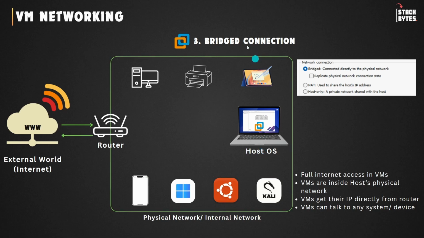So when you use this bridge connection mode for any particular virtual machine, that VM will act as just another PC in your internal network. It will be getting its IP address and the internet connection directly from the router. It will not get the internet from your host OS anymore. So let's say if I select bridge connection for all our VMs, they will all be connected directly inside our home network, internal network. And they will act as just another PC in the network.